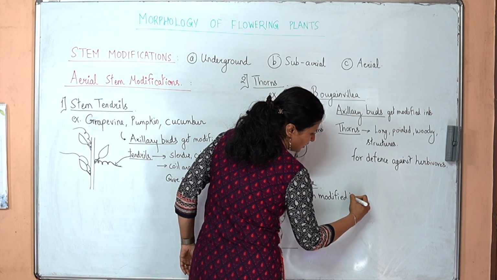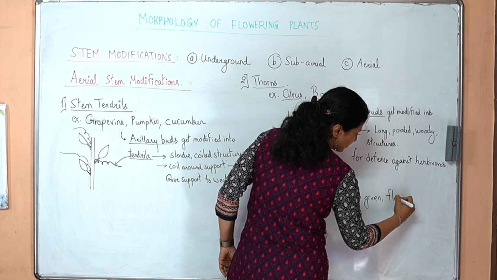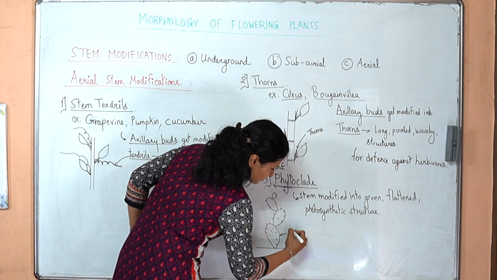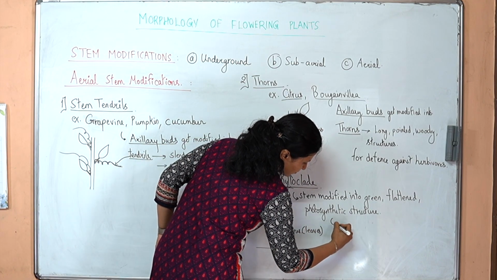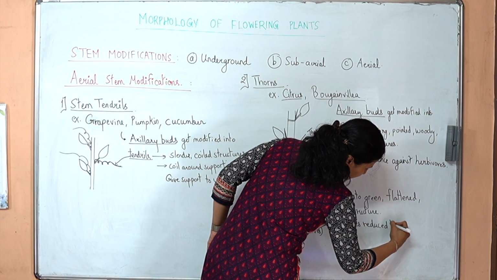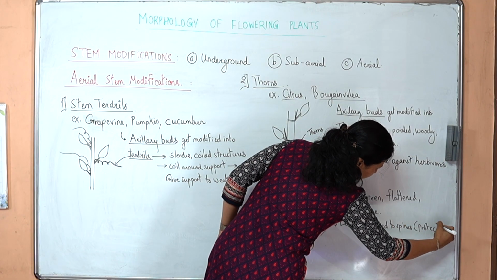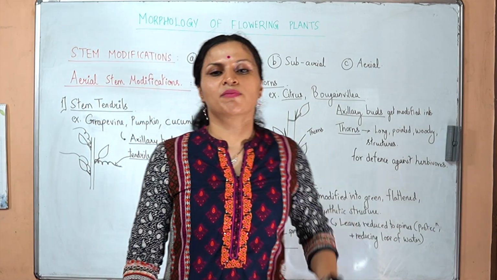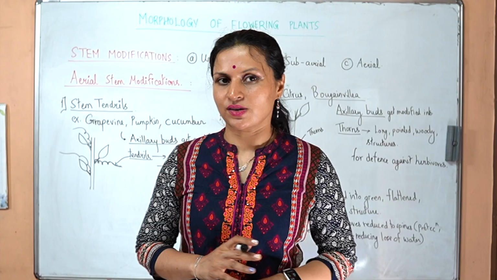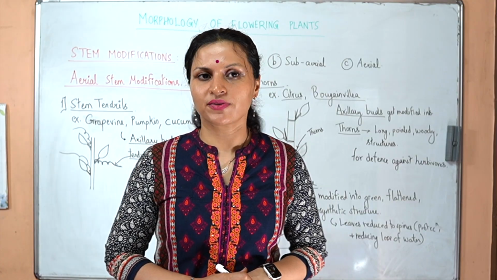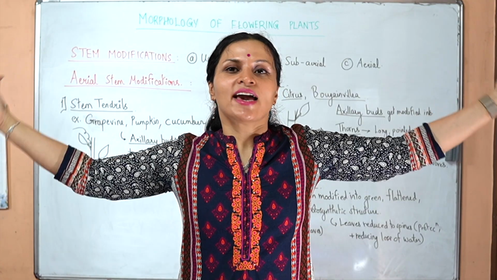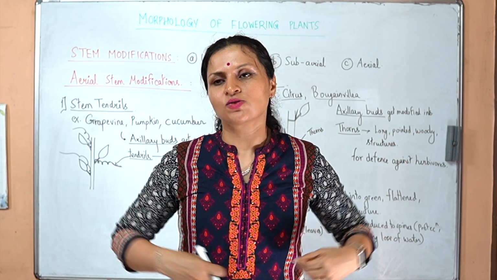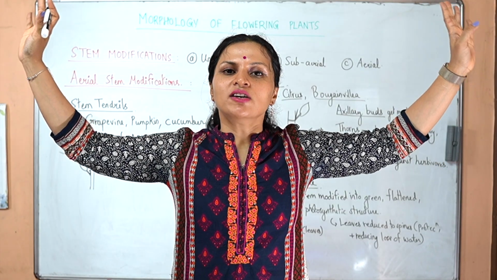Stem modified into green, flattened, photosynthetic structure. And leaves are reduced to spines. These are the spines, which are the leaves. Let's write here, leaves are reduced to spines for protection, also for reducing transpirational loss of water. Because as it is, these plants are present in very dry desert type of areas. You know that, right? Cacti grow in desert type of areas, and if they have very nice broad flattened leaves over there, all limited water that the plant absorbs will be lost via transpiration through the flat leaves.